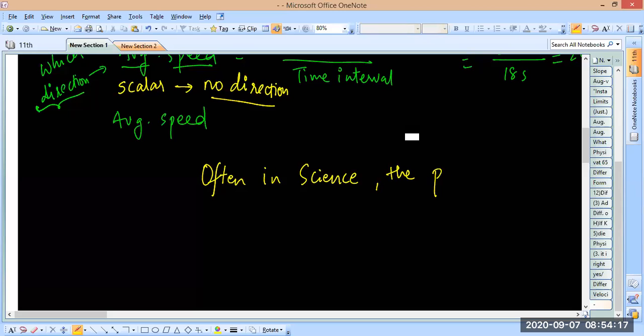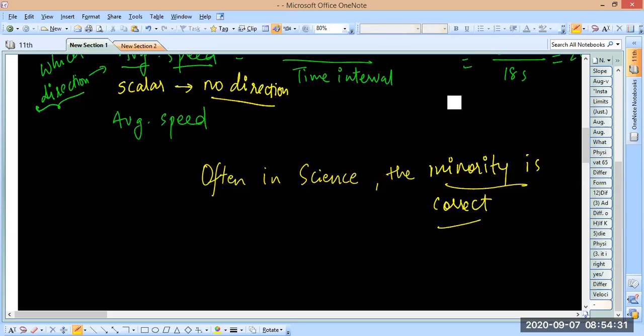The minority is correct. Often in science, the minority is correct. You should not forget that. You know, it's not like democracy, where if 20 people say this, then that will be right. No.